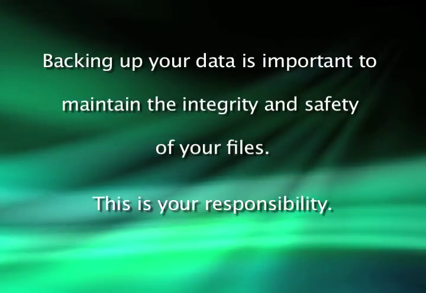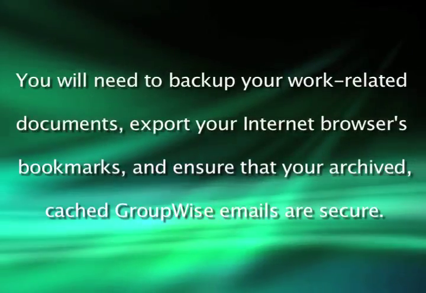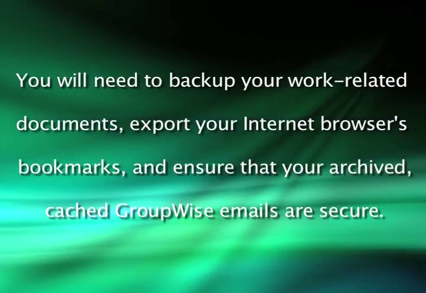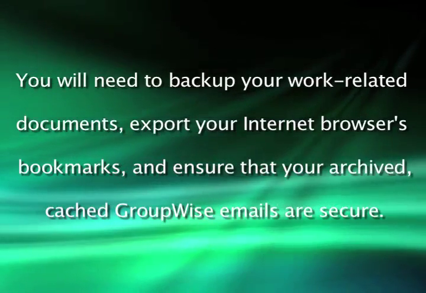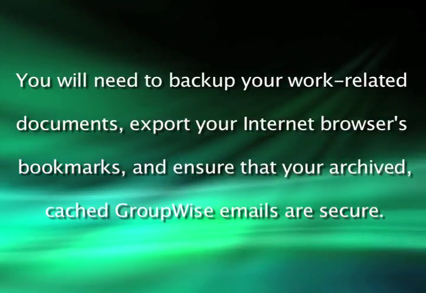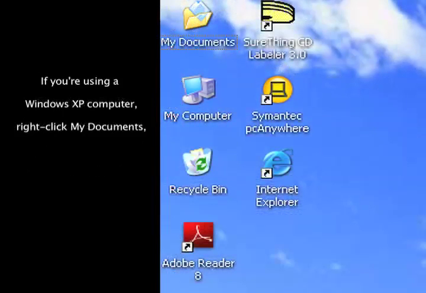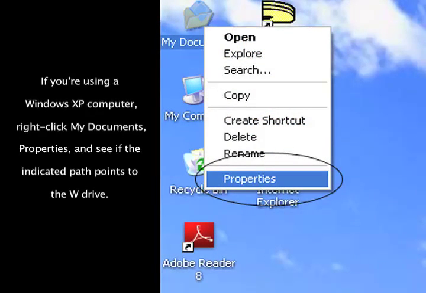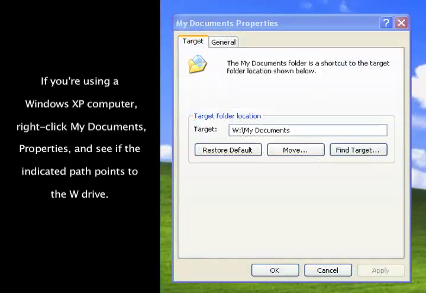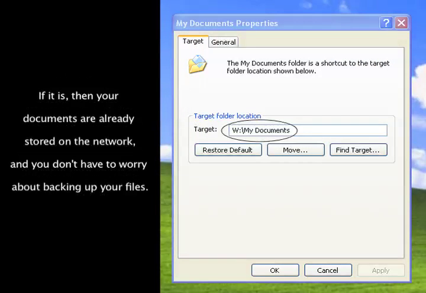This is your responsibility. You'll need to back up your work-related documents, export your internet browser's bookmarks, and ensure that your archived, cached, GroupWise emails are secured. First, determine if your computer's documents are currently being stored onto a network drive. If you're using a Windows XP computer, right-click on My Documents, select Properties, and see if the indicated pathway points to the W drive. If it is, then your documents are already stored on the network and you don't have to worry about backing up your files.